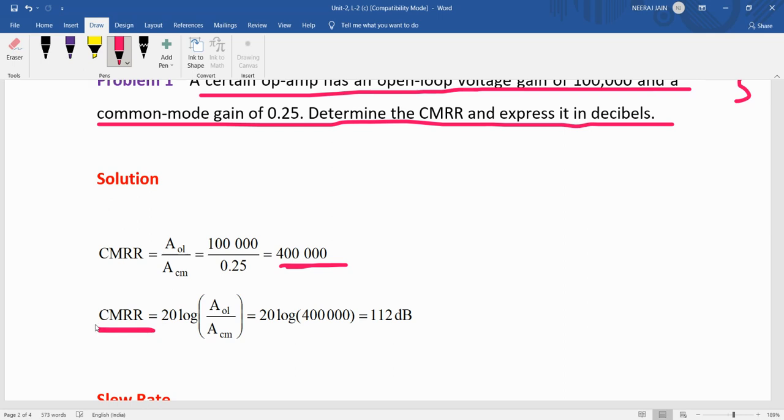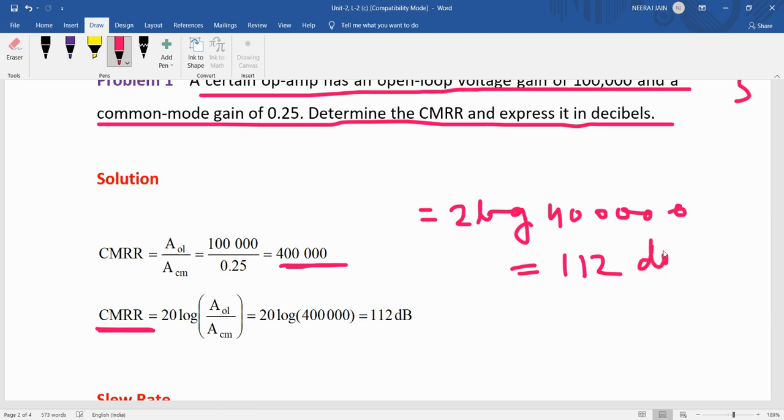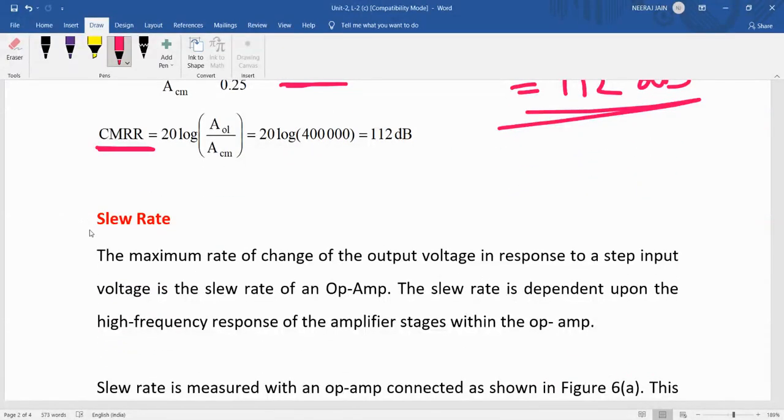So CMRR in dB can be calculated. CMRR is equal to 20 log of the value 4 lakh. So that will be about 112 dB if we solve it. So that is the CMRR. Now the next parameter is the slew rate.